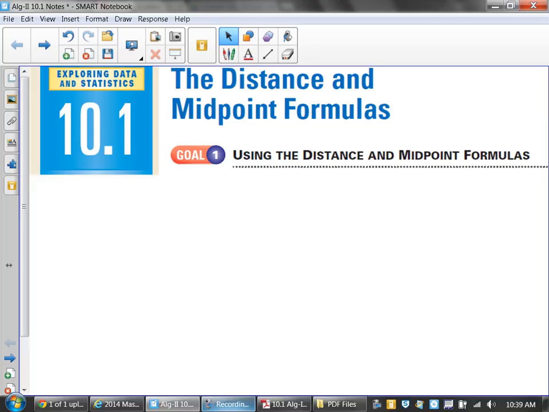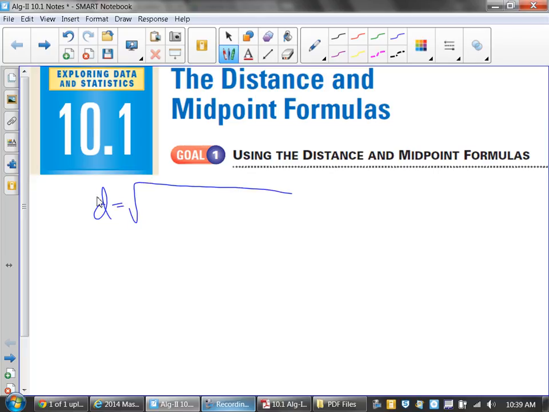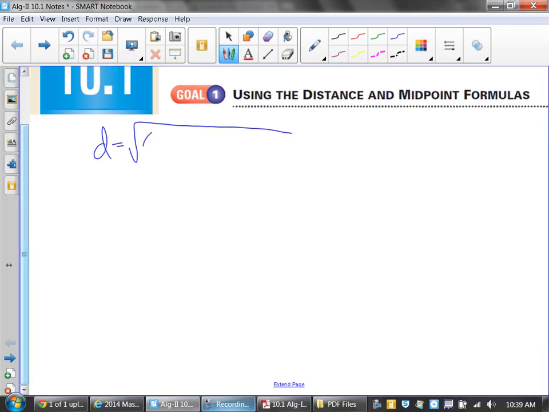So let's talk about distance formula and midpoint. What is the distance formula? Do you remember? d equals the square root of (x2 minus x1) squared plus (y2 minus y1) squared. Did you guys know, and so far nobody knew this, the distance formula is the Pythagorean theorem. Think about it. This formula is the Pythagorean theorem.